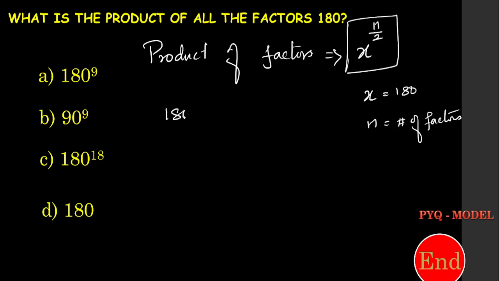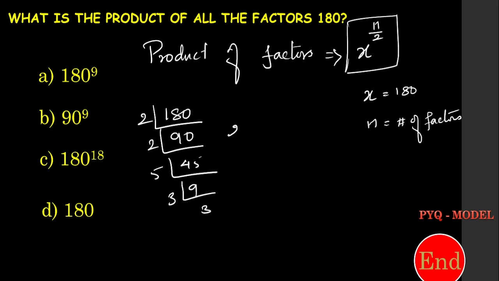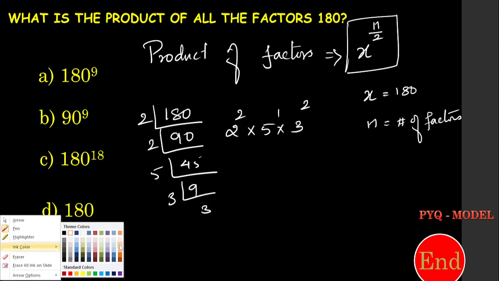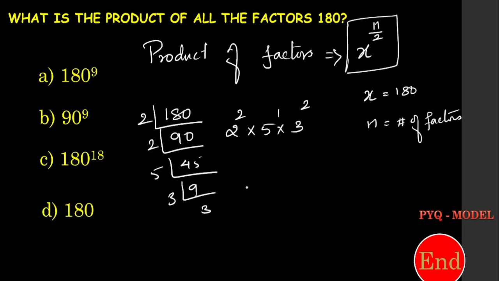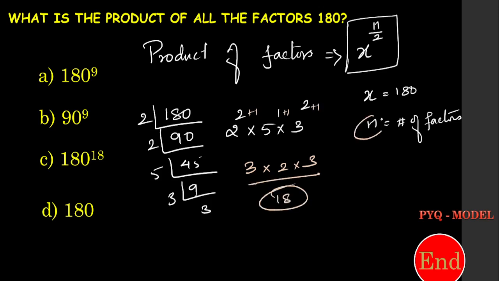How to find the number of factors? 180 in L division. So let's take 2 times 90. Again 2 times 45. Then 5 times 9. 3 times 3. So 2 into 5 into 3. How many 2s are there? 2. Here 1. Here 2. So add 1 with everything. If I add 1 with that, I will get 3 into 2 into 3. So what is the value? 18. So this is the n.